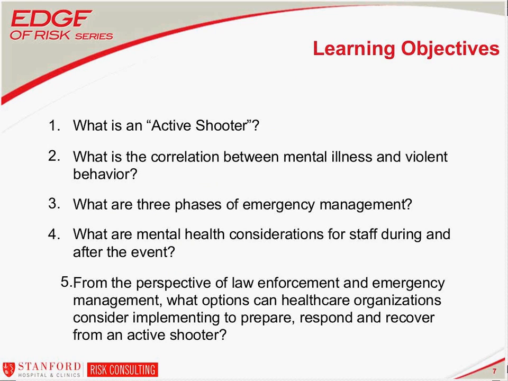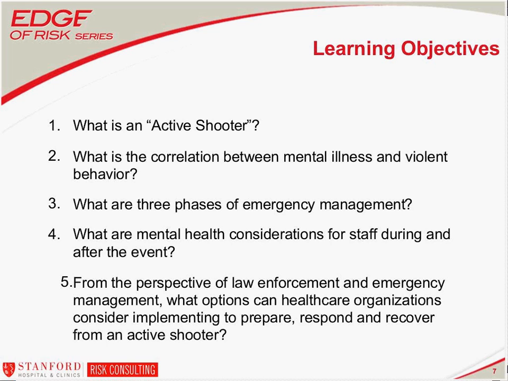I'd like to begin by taking a look at today's learning objectives to get a clear picture of the ground we're going to cover over the next hour. First, we are going to define the term active shooter and discuss this term's significance to law enforcement's response. Next, with Dr. Birnbaum, we will consider the correlation between mental illness and violent behavior and whether there is an identifiable profile for the active shooter.